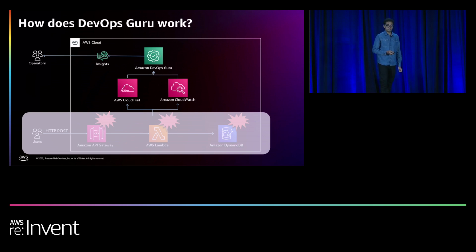Taking it a step further, DevOps Guru can actually identify that someone has changed the DynamoDB table read capacity just before the anomaly was detected and recommend rolling back that particular change. So it is not only pinpointing the root cause, but it is also providing you a recommendation on how to fix that issue.